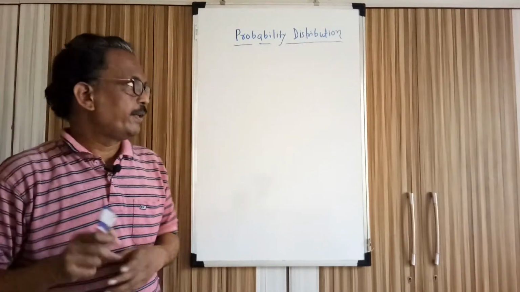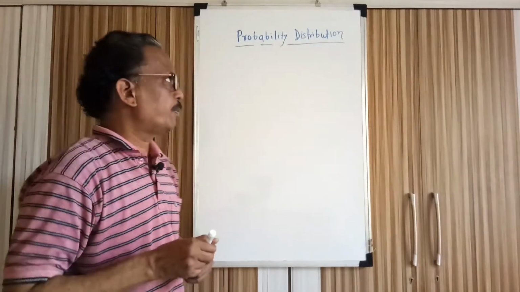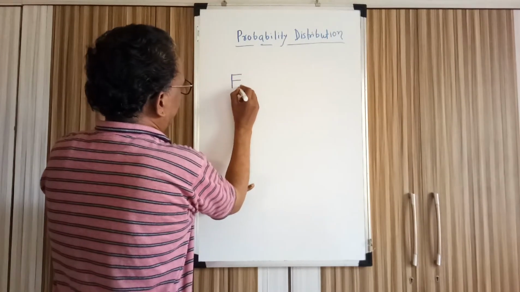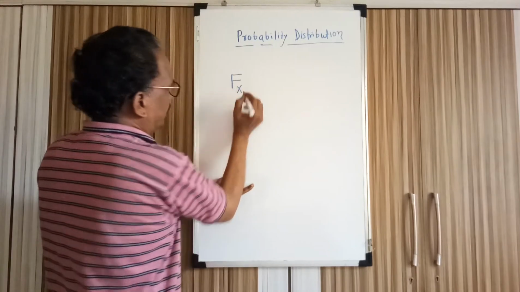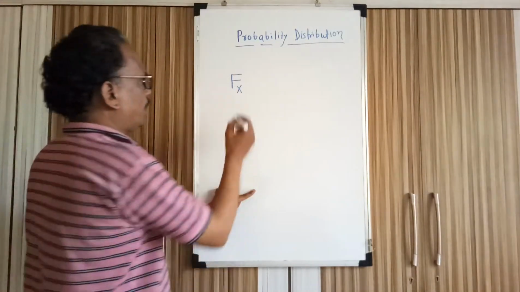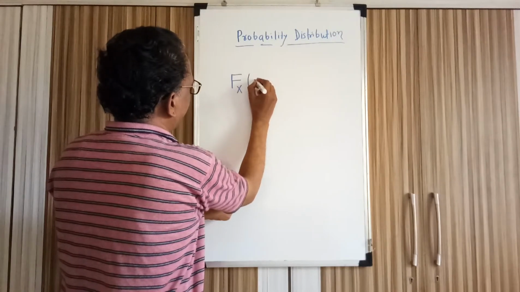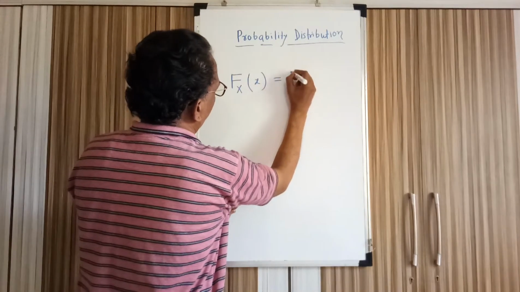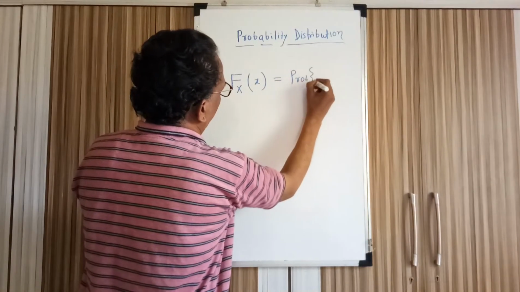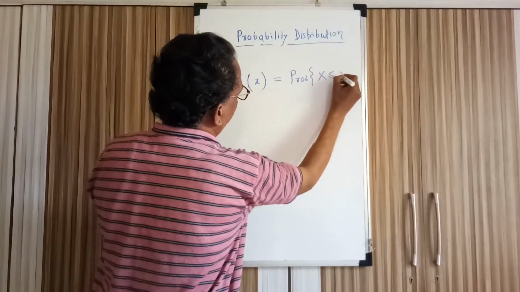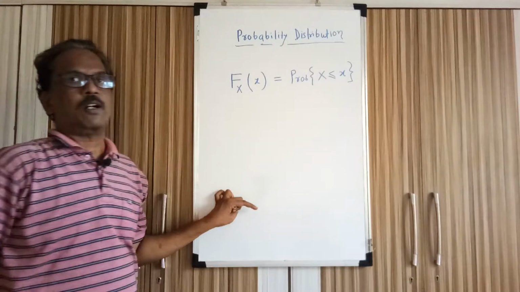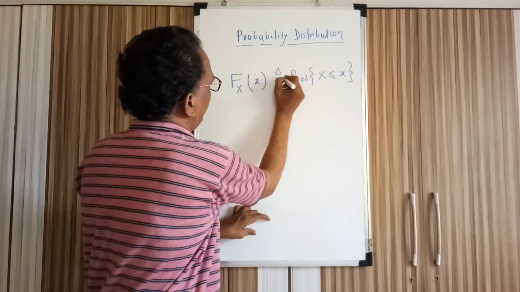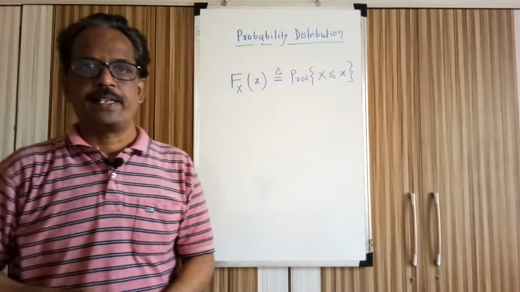So in the last video I gave the definition of probability distribution function. The probability distribution function is denoted by capital F, and F of x indicates the probability distribution function of random variable capital X taking value less than or equal to small x. So this is the probability that random variable capital X is taking value less than or equal to small x. When I write equal and triangle here, it means it is defined as.